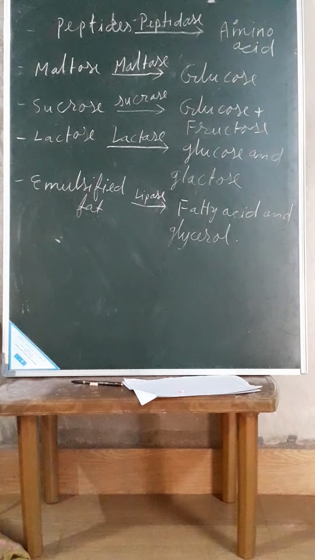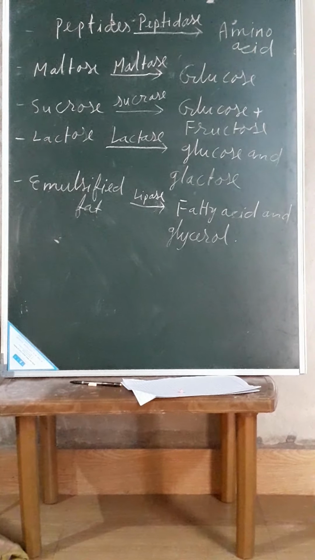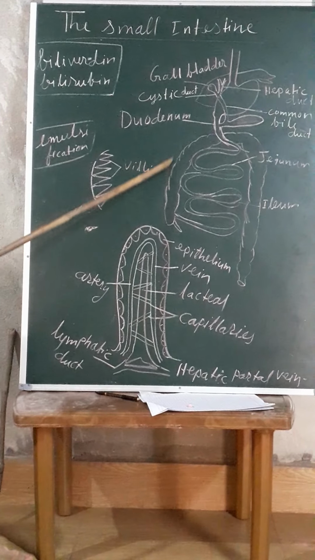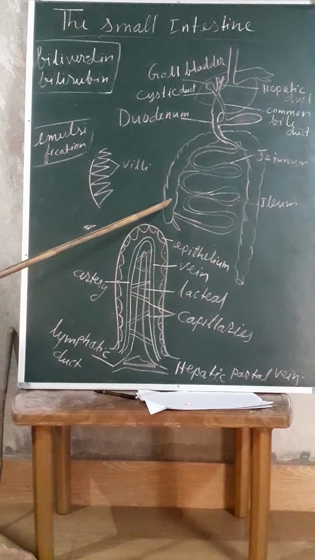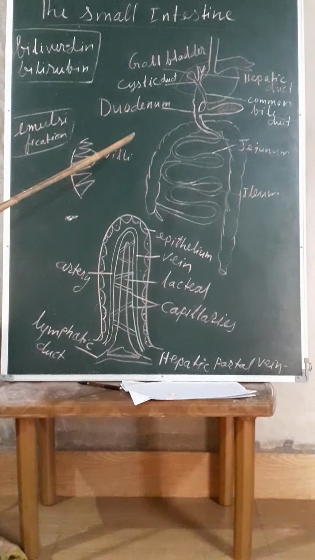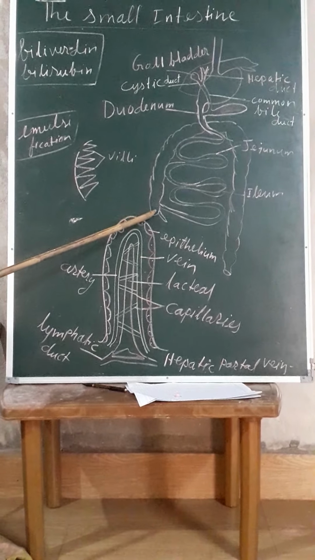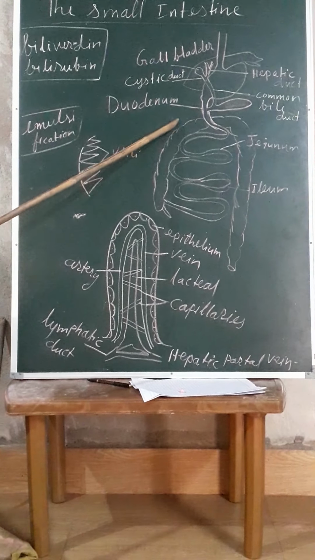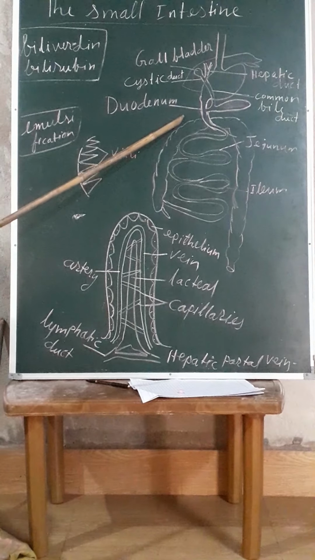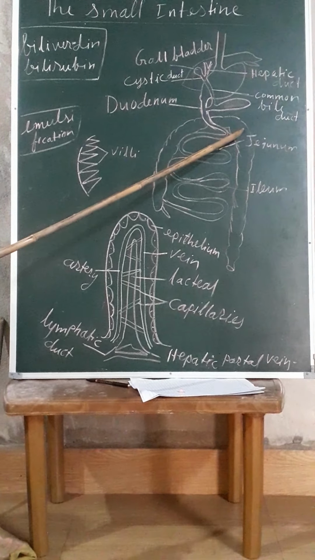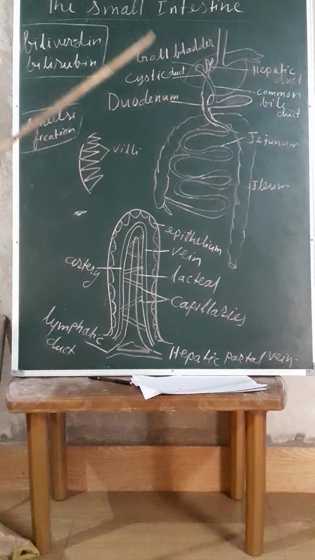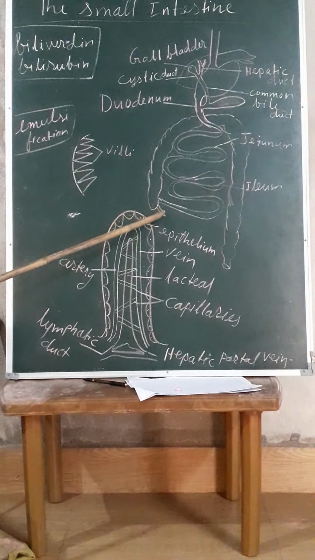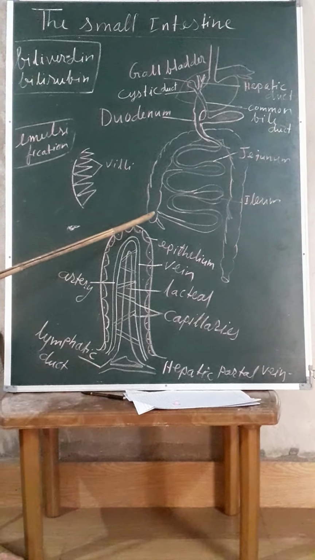And next is the large intestine. You can see here the large intestine. There are different parts in it. This part is known as the cecum, and this is the ascending colon, transverse colon and descending colon. And here you can see a vermiform structure that is known as the appendix.